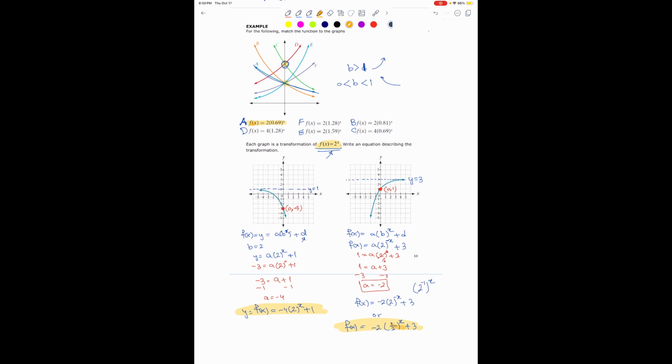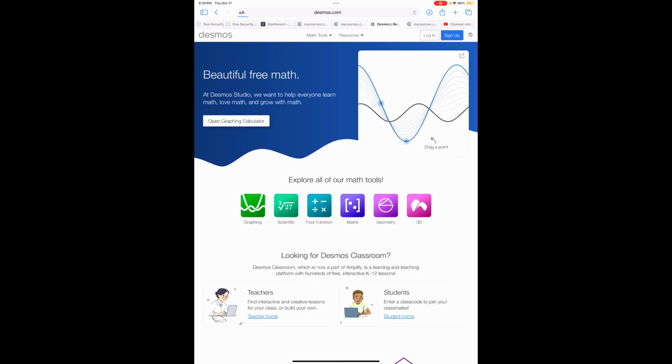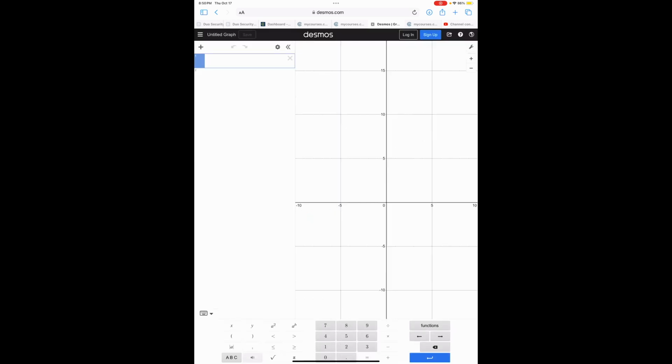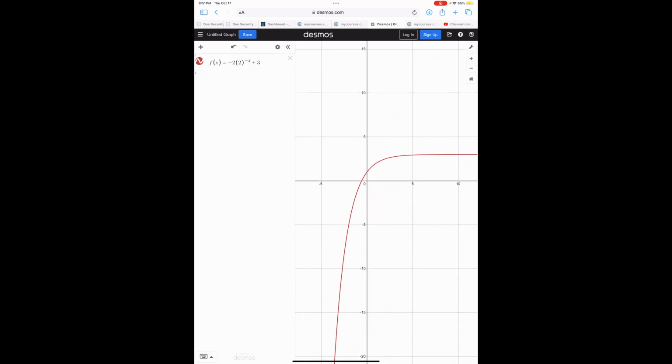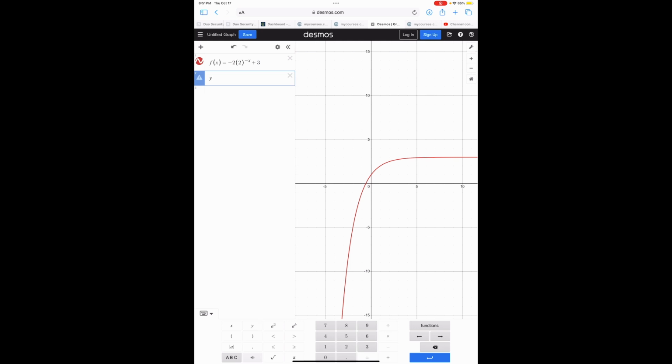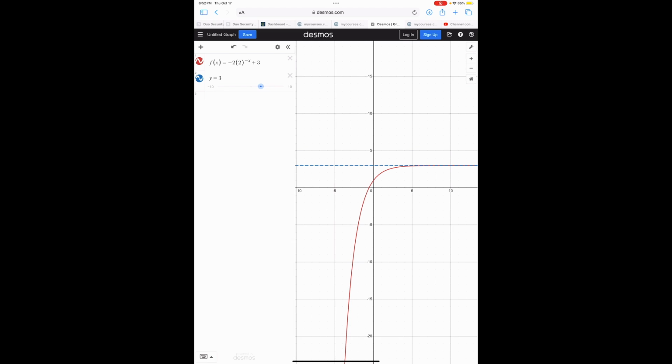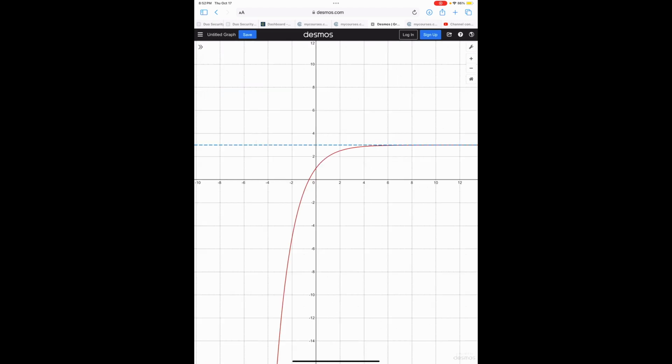To verify, you can go to Desmos and graph this function. You can say that f of x equals negative 2 raised to the power of negative x, and then plus 3. As you can see here, the graph matches the graph that we have. To make sure that the asymptote is equal to 3, I'm going to say y equals 3, and I'm going to make it a dotted line here. So it matches exactly the graph that we have, confirming our equation is correct.